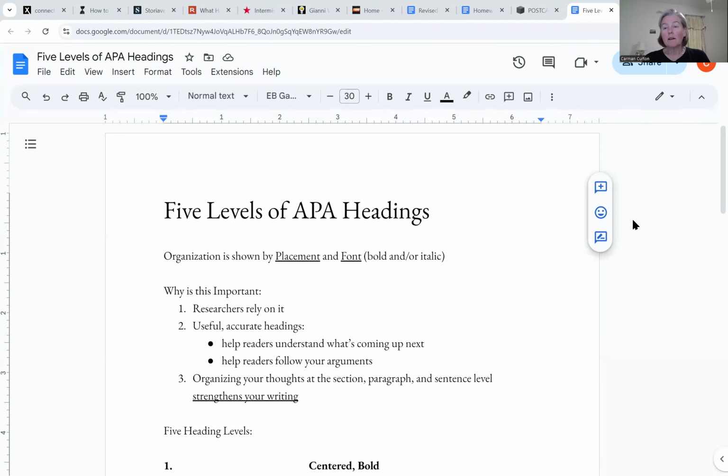Okay. APA style requires professional papers and student papers to have 5 distinct, identifiable levels of headings. You show which level your heading is by the placement of the heading, whether it is centered or against the left margin, and by the font, whether it is bold or bold and italic. All right. This is important because researchers rely on it.